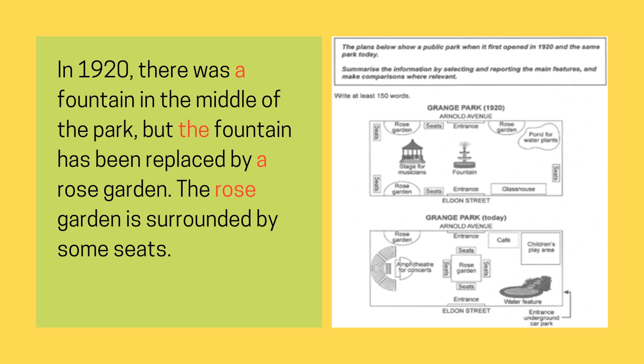Here's a map of a park. When I describe it, then for each of the features I mention, I should say a the first time, and then later the. I would say something like, there is a fountain in the middle of the park. Then later I would say that the fountain has been replaced by a rose garden. I would then say the rose garden is surrounded by some seats.